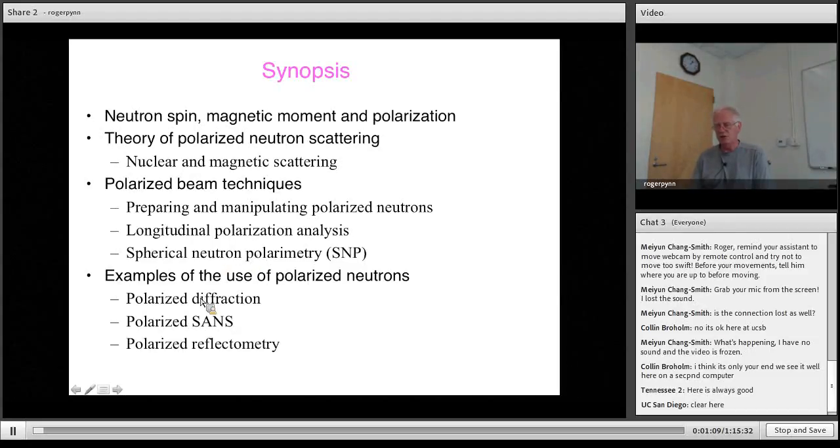And then to tell you what uses have been made of polarization analysis and polarized neutrons, I'll sort of salt the talk all the way through with some references to actual experiments that have been done with polarized neutron diffraction, polarized neutron small angle scattering, reflectometry, and one that I forgot to put on the slide, inelastic scattering.